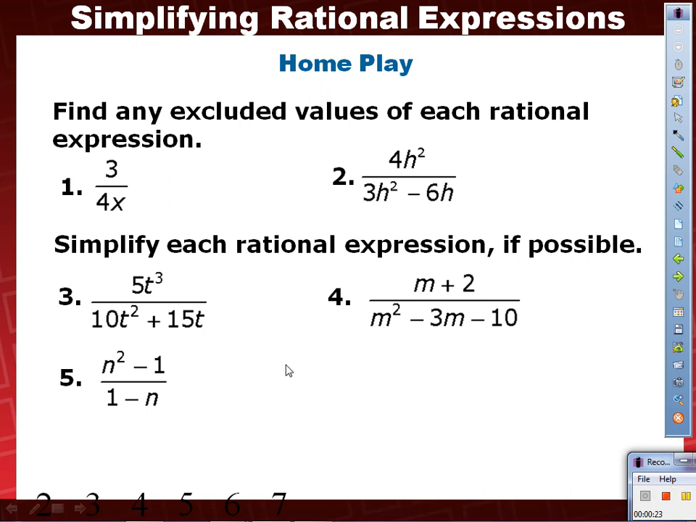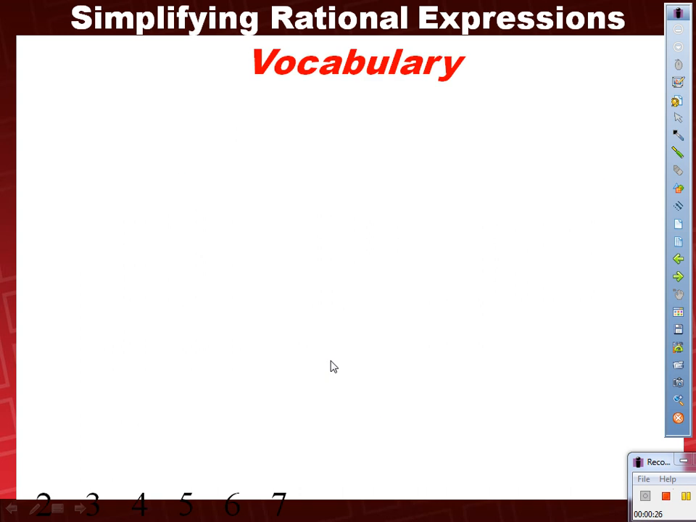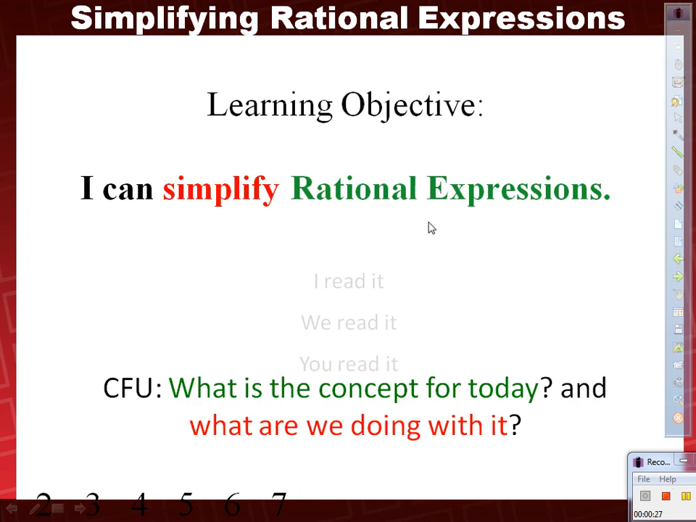So get a blank sheet of paper out, title it Rational Expressions.